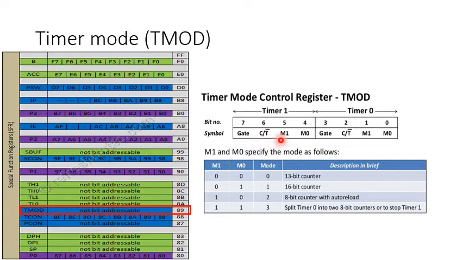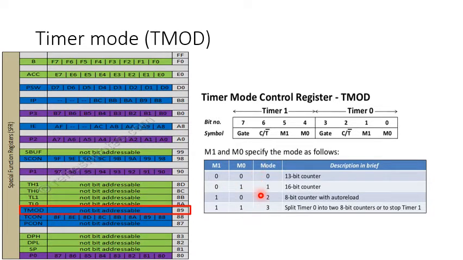And the M1 and M0 bits: these select among the 4 modes the 8051 offers. This means that we need 2 bits to set the mode. If M1 and M0 are 0, 0, then mode 0 of the timer/counter is selected. If 0, 1, then mode 1 is selected. If 1, 0, mode 2 is selected. If 1, 1, then mode 3 is selected.